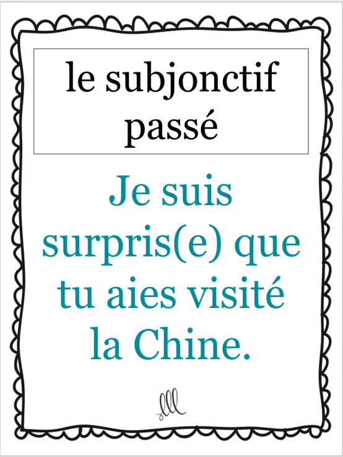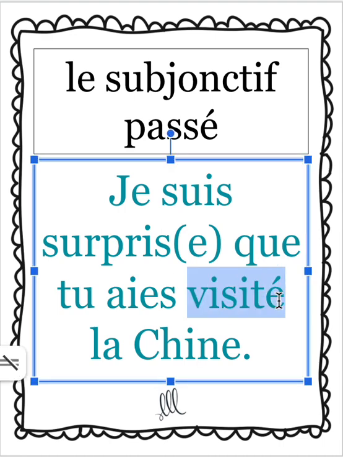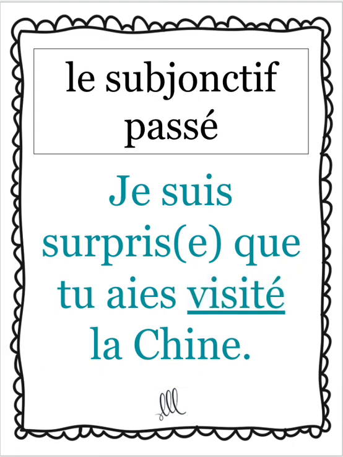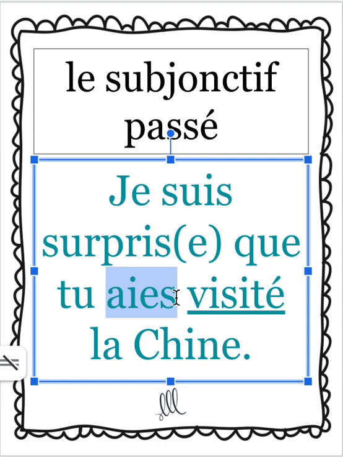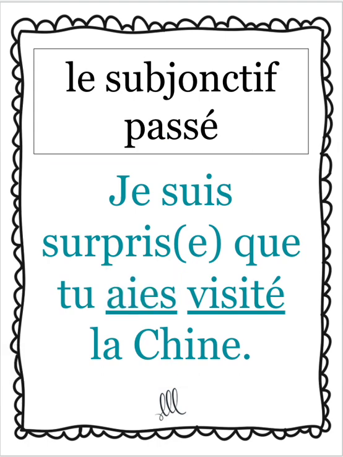Again, I'm repeating myself, but I'm doing this on purpose. We're following the passé composé rules. So you have your past participle of visiter. Oui, visiter. Visiter takes avoir as a helping verb in the passé composé. But look what we've done with the verb avoir. We have put it in the present subjunctive. Je suis surprise ou je suis surpris que tu aies visité la Chine.